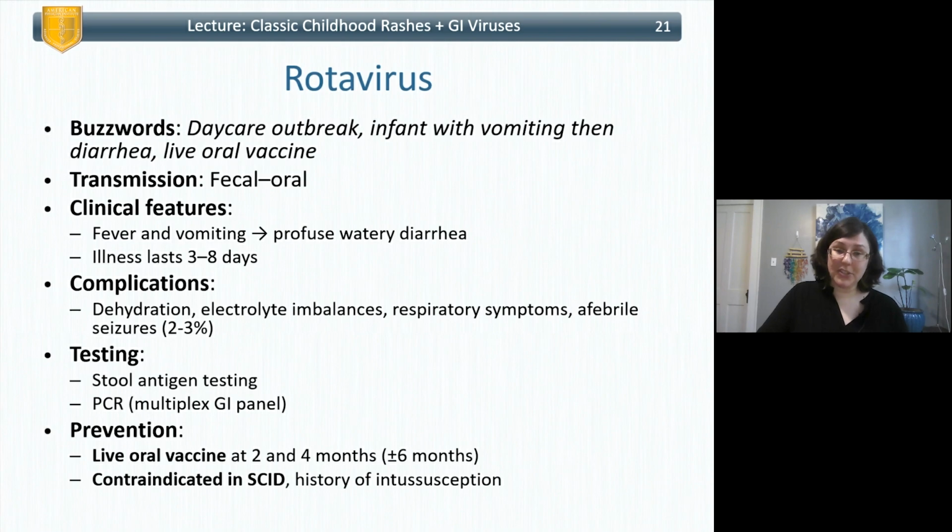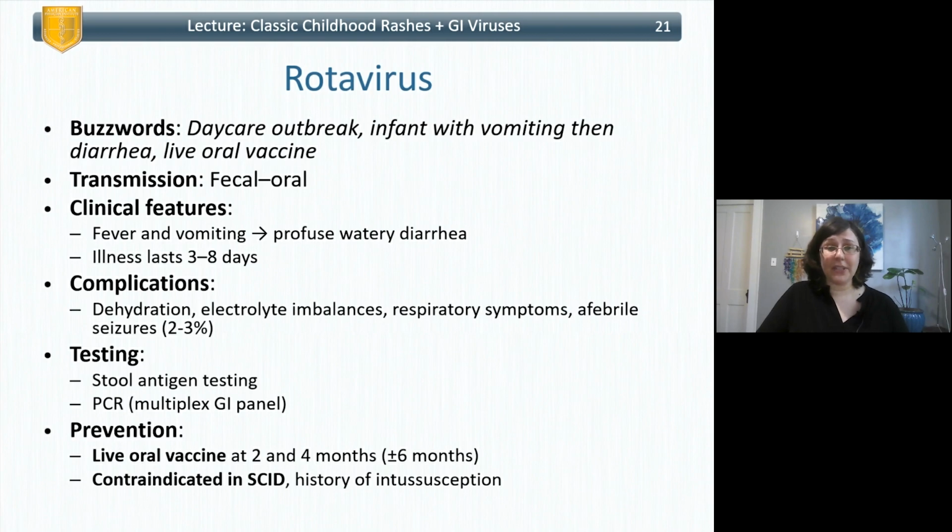You can also have some respiratory symptoms with rotavirus, and afebrile seizures are a very rare but present side effect. That's 2 to 3%. You diagnose rotavirus with stool antigen testing or with PCR. So it is present on our multiplex GI panels that are common now in many health institutions in the United States.